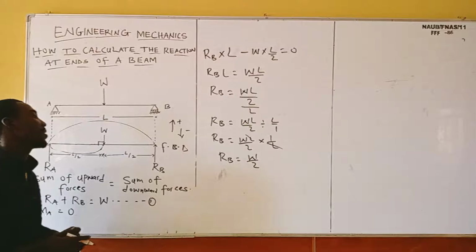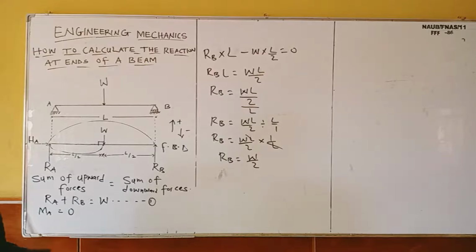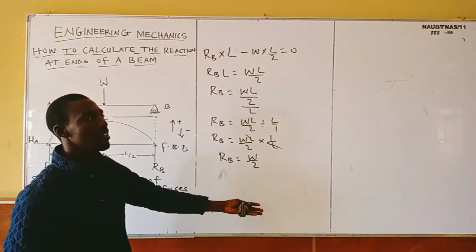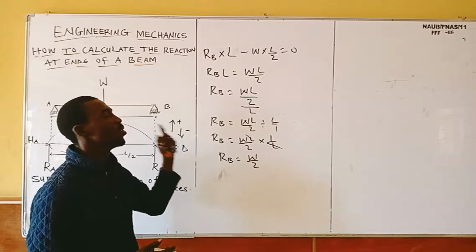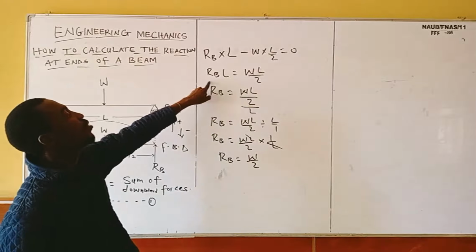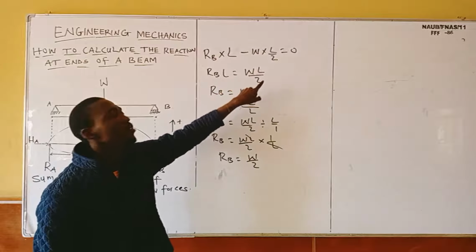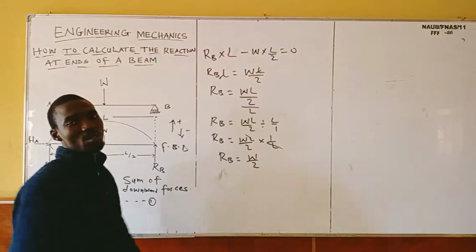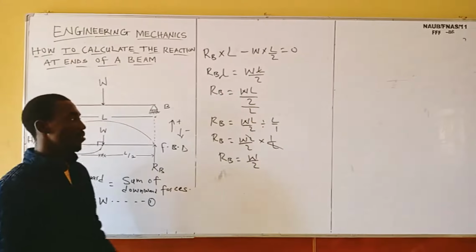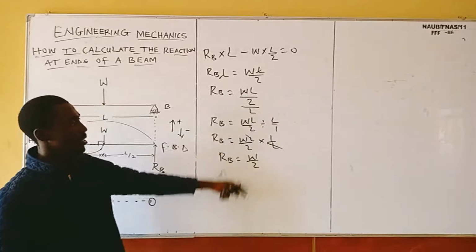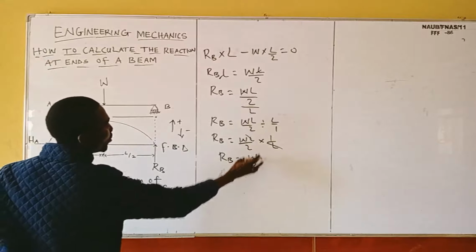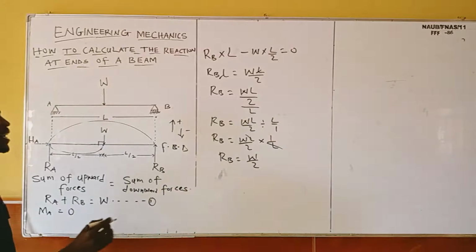So now, can we get our R_A? Yes, we can get it. But for the case of exam, you don't need to be wasting your time solving this step. As an engineering student, your head must be calculated. Look at this, R_B equals WL over 2. From here, L will cancel out L, then we have W over 2. But for the sake of those ones just coming, that's why I did this. So now our R_B is W over 2. Can I get my R_A? Yes, I can get my R_A.